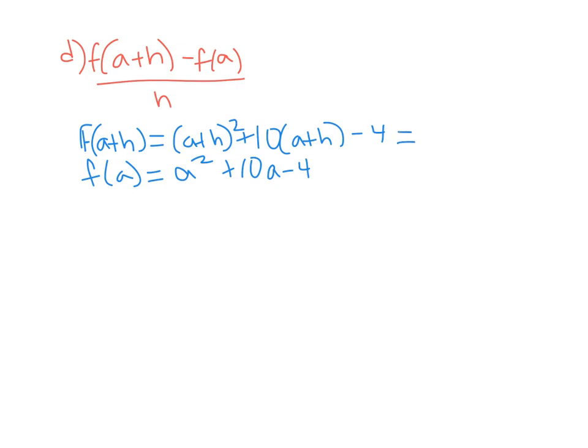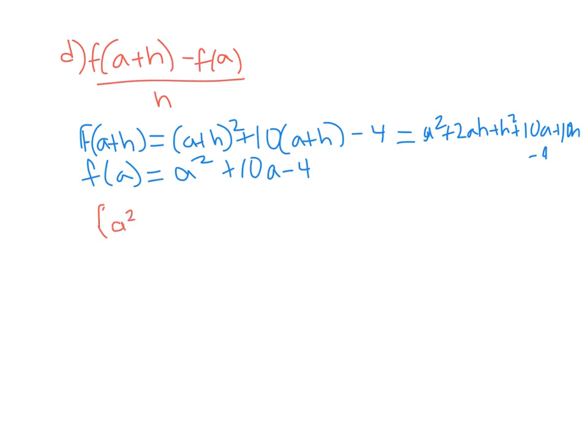And if you want, on this step, you can simplify everything out. When you do that, don't forget to use the FOIL method. If you forgot to use the FOIL method, you probably missed this one. So when you simplify this out, you should end up getting a squared plus 2ah plus h squared plus 10a plus 10h minus 4. So you'll notice this looks pretty bad. The good thing about the difference quotient, however, is that things tend to cancel out, assuming you do everything right.